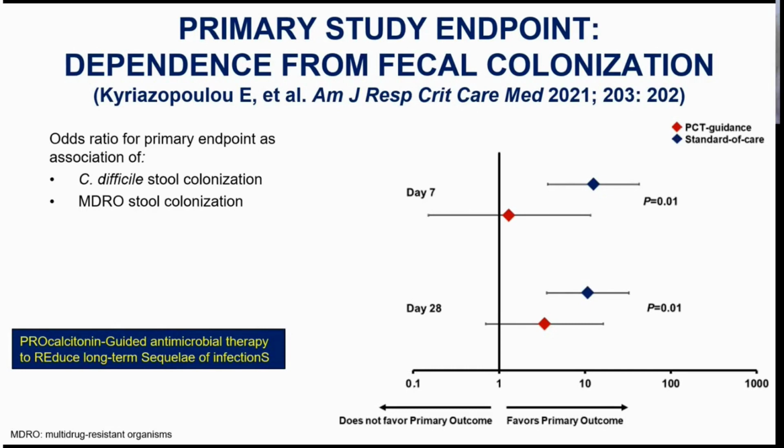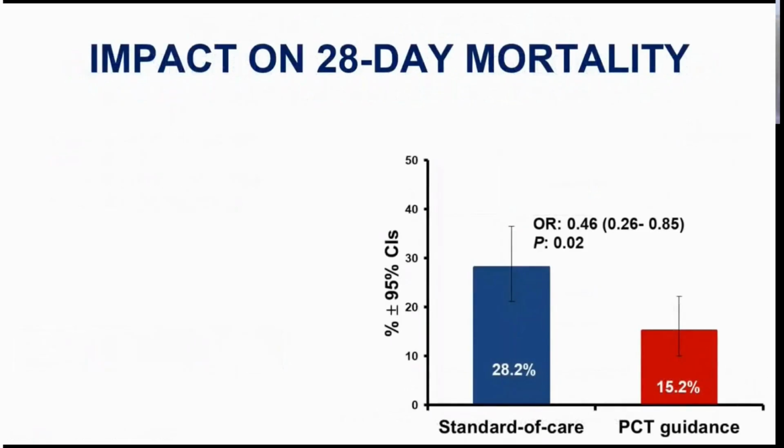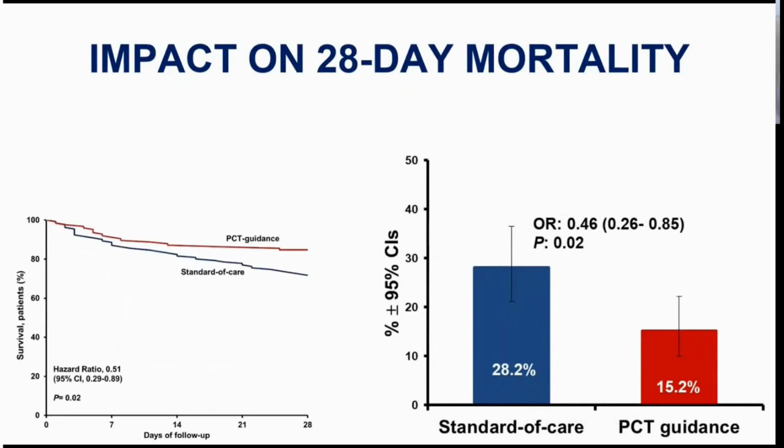You use the early stop of antibiotics, you decrease colonization of the stool by drug-resistant bacteria, and you save your patient. And indeed, you see all of a sudden that 28-day mortality was 28.2% in the standard of care group, and 15.2% in the procalcitonin guidance group. And this is an overall relative 49% decrease of the hazard of death.